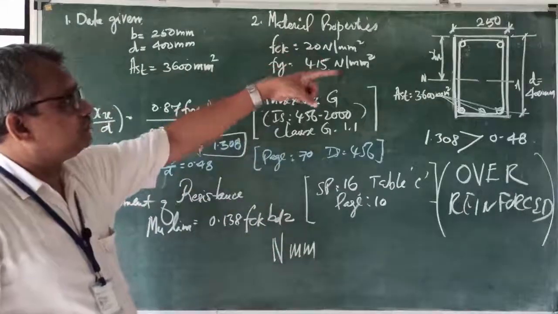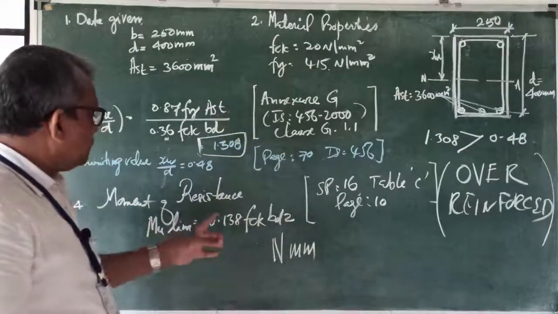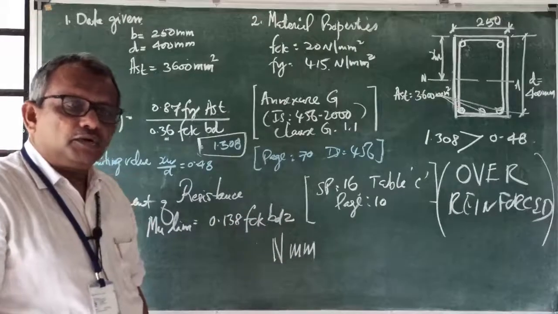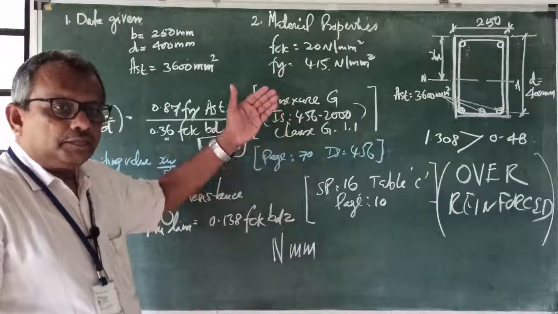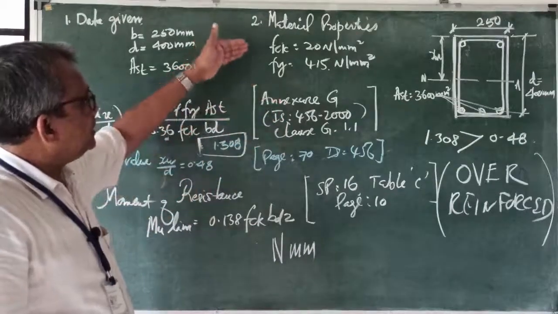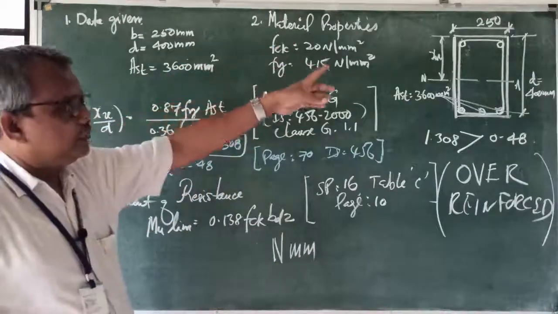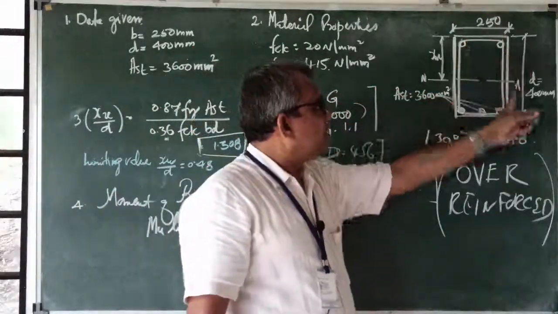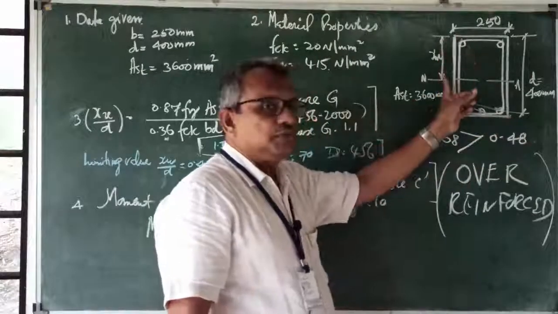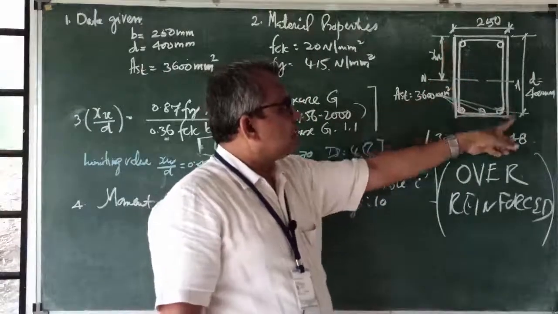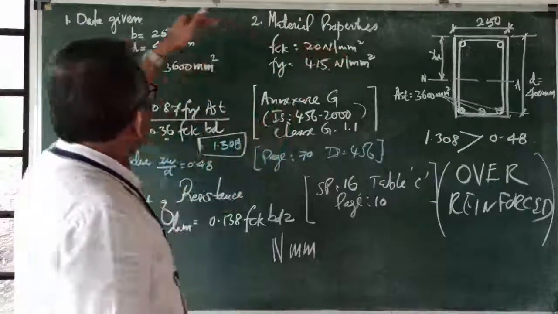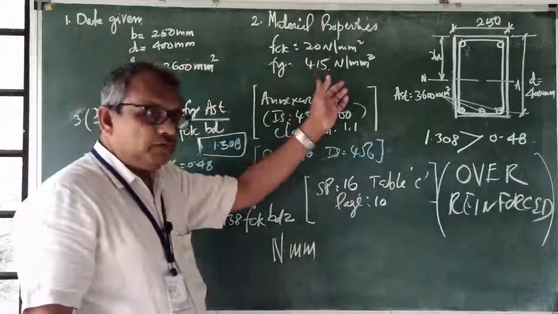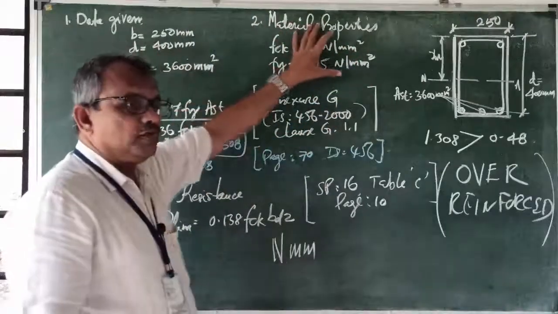The flexural strength of this singly reinforced beam is equal to 0.138 fck bd squared. I think it is clear to all of you, and I will explain once again the steps. So the reinforced beam is given. First of all, you have to draw the diagram according to the given values: breadth, depth, Ast. Mark Xu, the distance from the top to the neutral axis. That is a figure. Then first write the data given, b, d and Ast. Second, the material properties that are given. These are the two values given in the question.